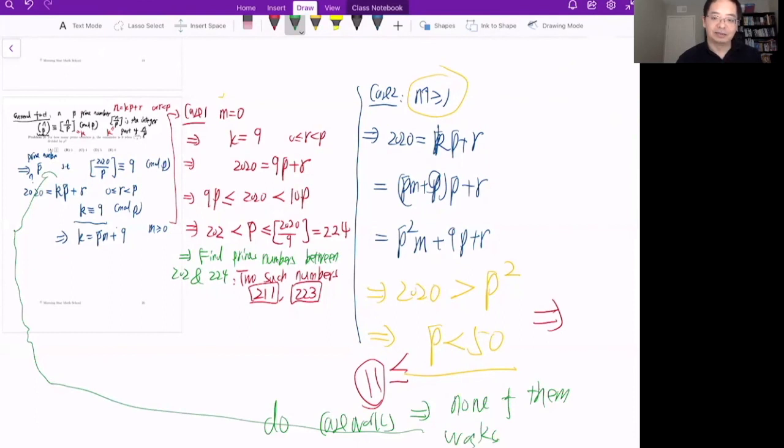All right. So the answer is, if you combine the two cases: case 1 has two valid numbers, and case 2 doesn't work. So in total, we have two valid prime numbers that satisfy what we want.